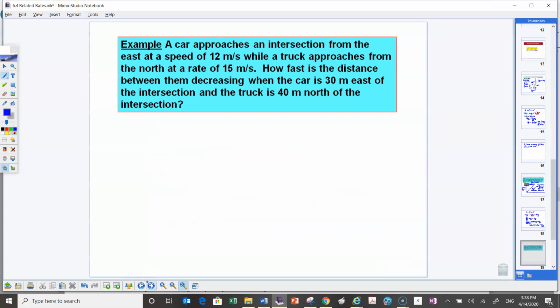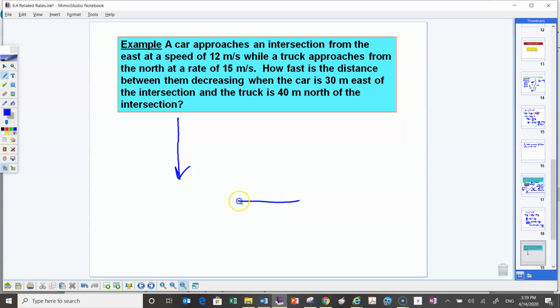Okay, let's take a look at this question. A car approaches an intersection from the east at a speed of 12 meters per second, while a truck approaches from the north at a rate of 15 meters per second. How fast is the distance between them decreasing when the car is 30 meters and the truck is 40 meters north of the intersection? So we have a vehicle coming this way.